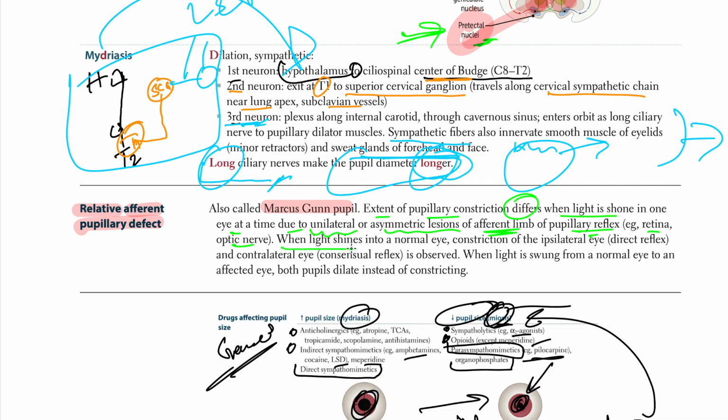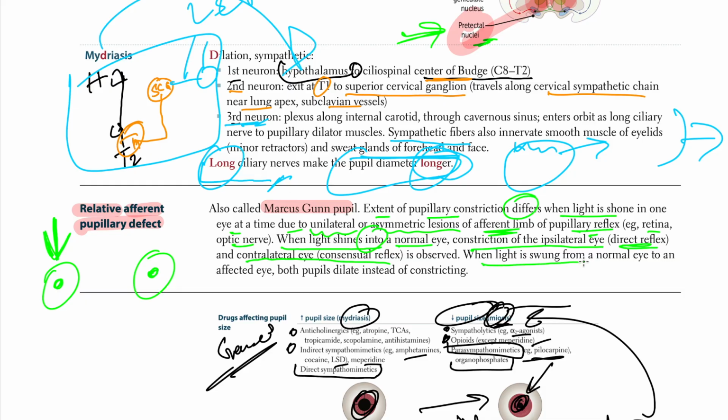When the light shines into a normal eye, constriction of the ipsilateral eye, direct reflex. So let me just have the eyes here. When we shine the light here, this is the normal eye, let's say. There's the constriction of the pupil here. Simple, right? It is known as the direct reflex. And the contralateral eye, which is the consensual reflex, so this also constricts due to consensual reflex.